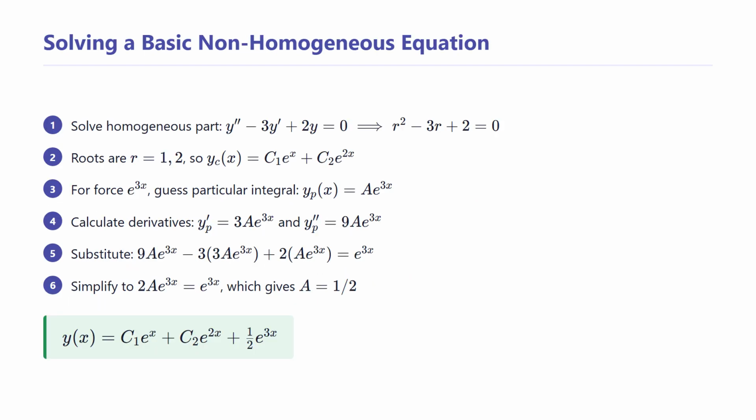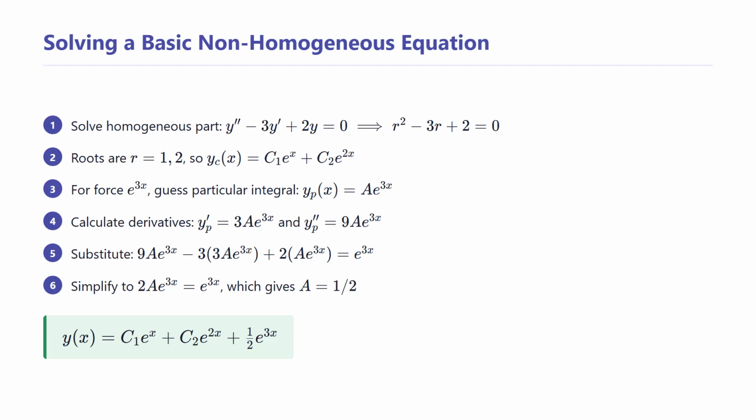Before we move on, let us see this strategy in action with a concrete example. We want to solve y'' - 3y' + 2y = e^(3x). First, we find the homogeneous solution. The characteristic equation gives us roots of 1 and 2, so our complementary function is c1 e^x + c2 e^(2x).